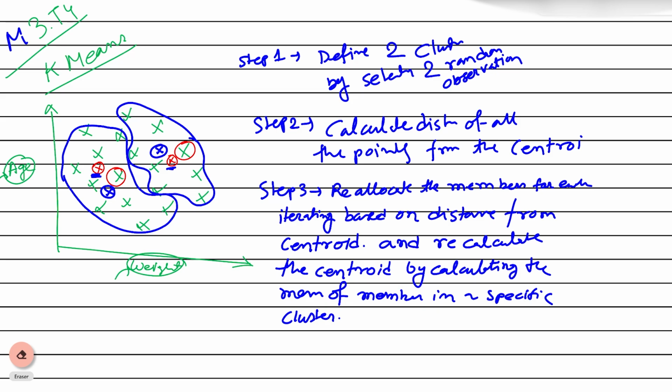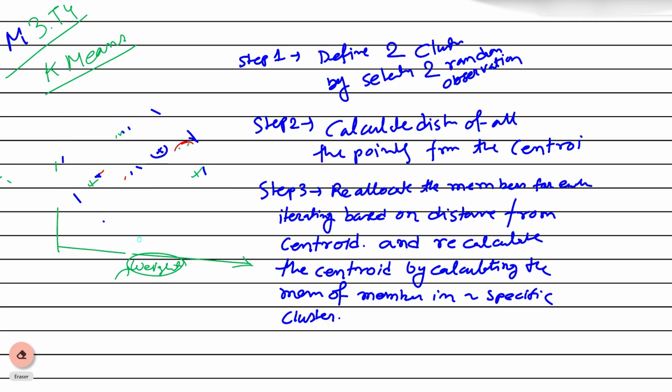Now, how should we calculate the efficiency of our clustering? What are the metrics available to measure the efficiency or the quality of the clusters? Two measures are there. One is the silhouette score, another is the sum of squares within. A simple concept is the sum of squares concept.